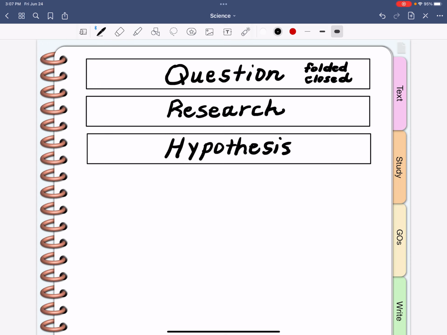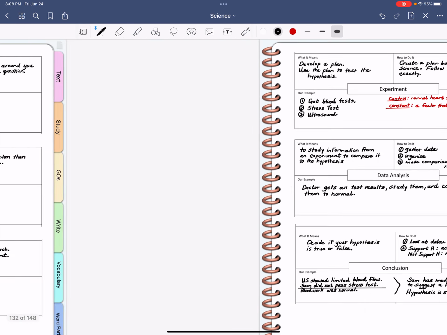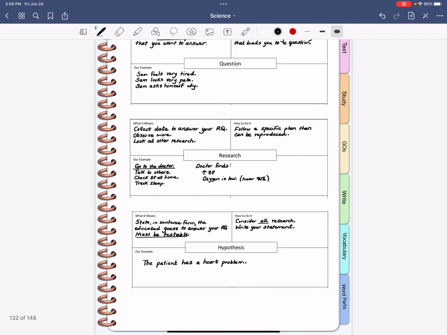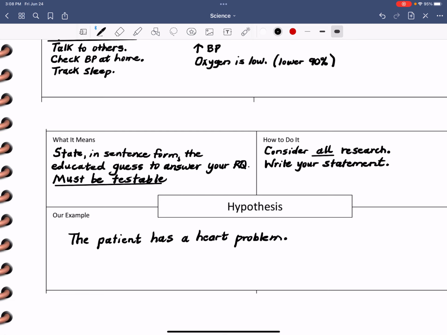And while we have this piece, go ahead and open it up and let's add a couple of things. There's something I want to tell you about hypothesis. Let's just put in what it means. Well, I don't have room. I'll just put it down here.